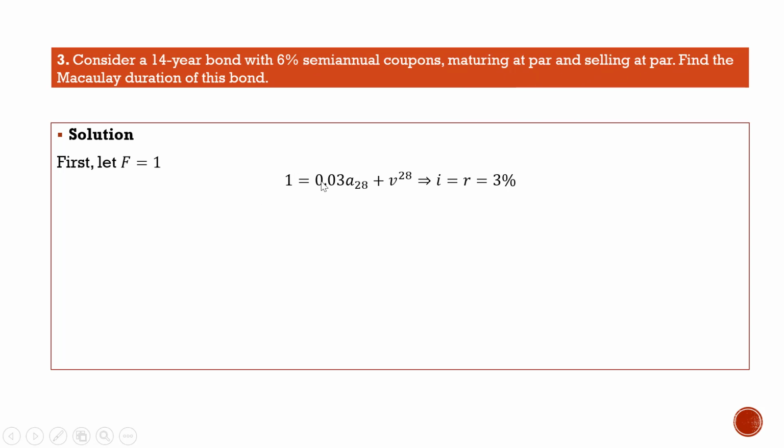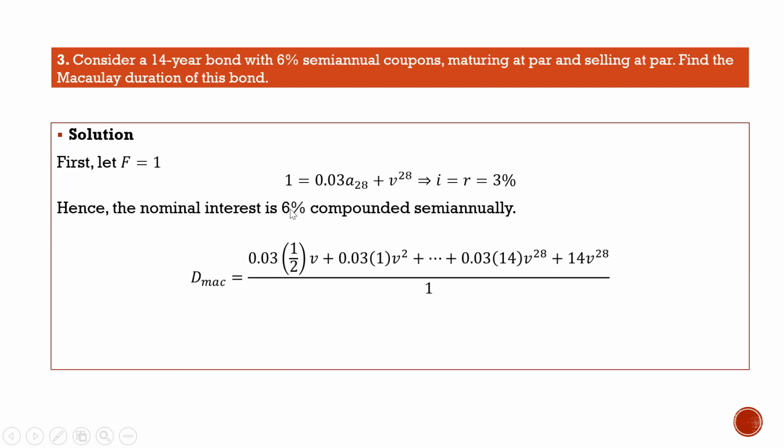Because this is a 14 year bond with 6% semi-annual coupon maturing at par and also selling at par, 1 is equal to 0.03 a_28 plus v to the 28. From here we have i is the same as r. So the interest is the same as the coupon rate, which is 3%. So the nominal interest rate is 6% compounded semi-annually. And we're going to use the interest rate to compute the Macaulay duration.